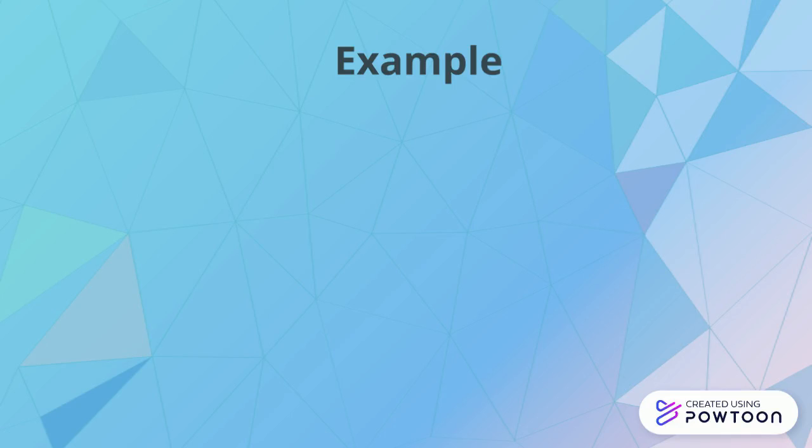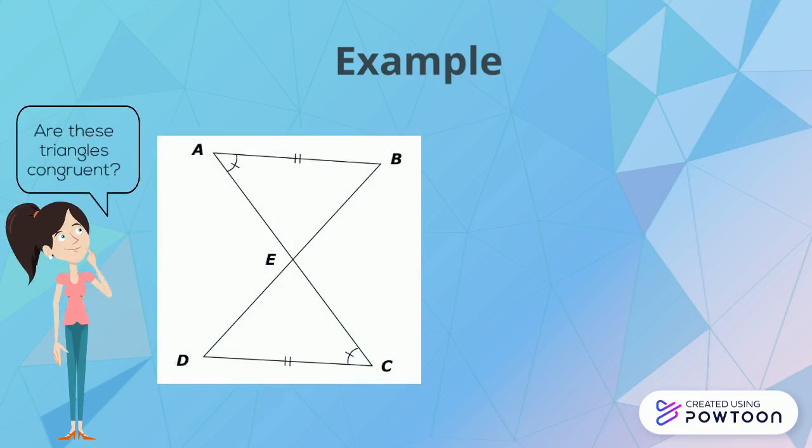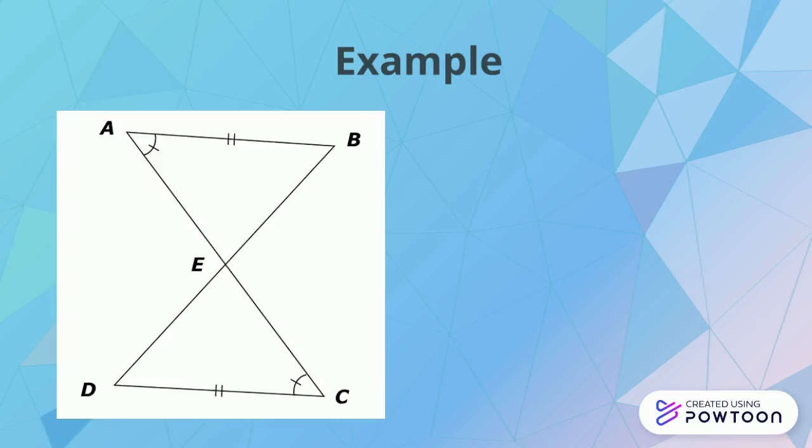That is a lot of information to work with, so let's work through an example together. Suppose we were given this picture of 2 triangles. Right away we know that side AB is congruent to DC by those tick marks, and angle A is congruent to angle C. But what else do we know?